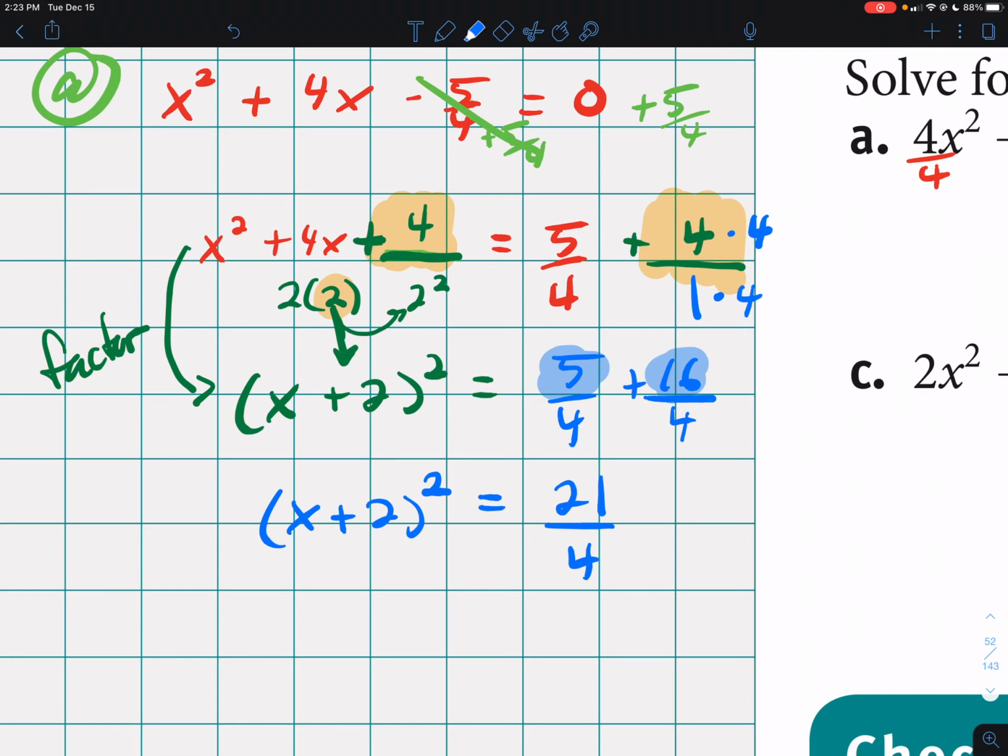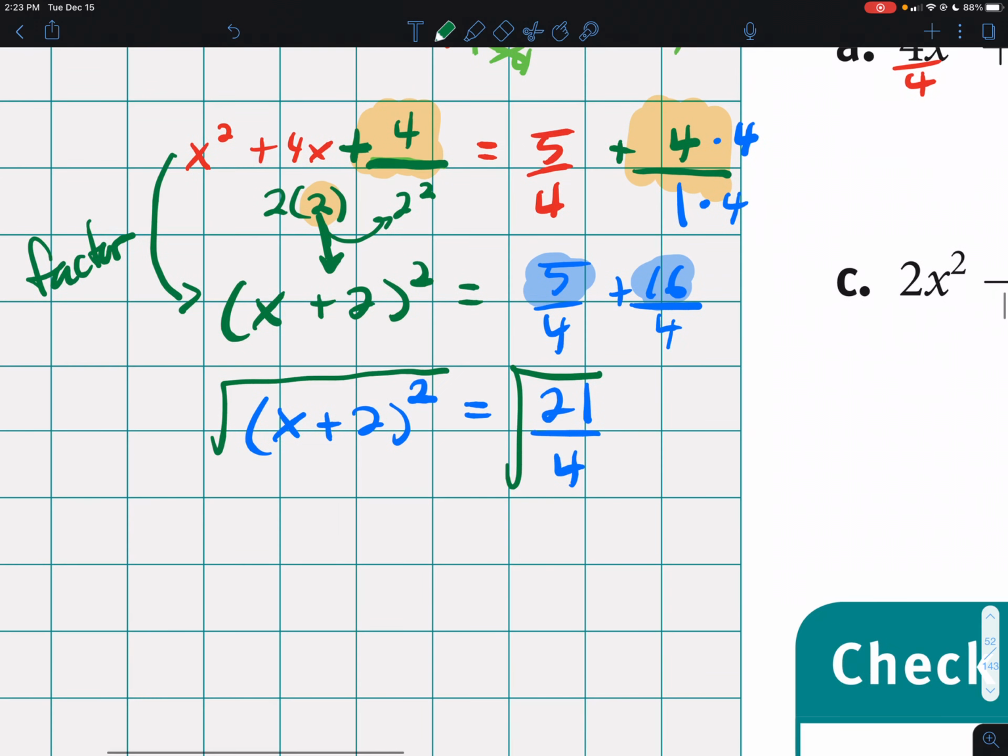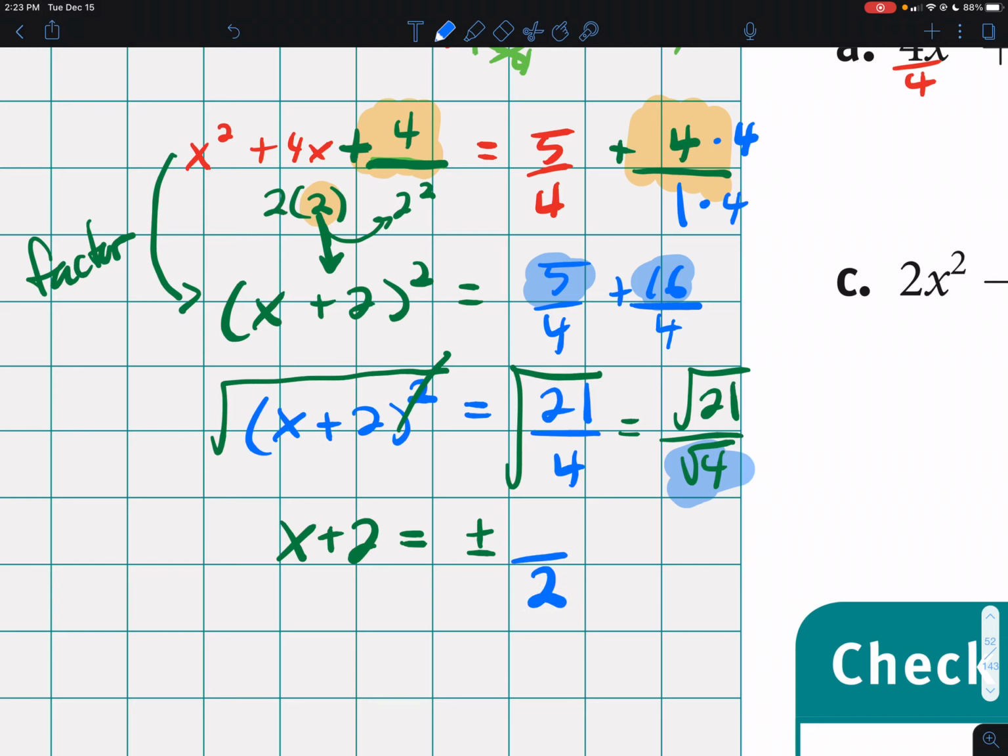Now that I've completed the square, I will solve it. Take the square root of both sides to cancel out the square. I get x plus 2 equals, don't forget the plus or minus, square root of 21 over the square root of 4. Well, I know the square root of 4 is going to be 2. Then simplify 21. 21 is 3 and 7. There are no perfect squares in there, so I'm just going to leave it as the square root of 21.